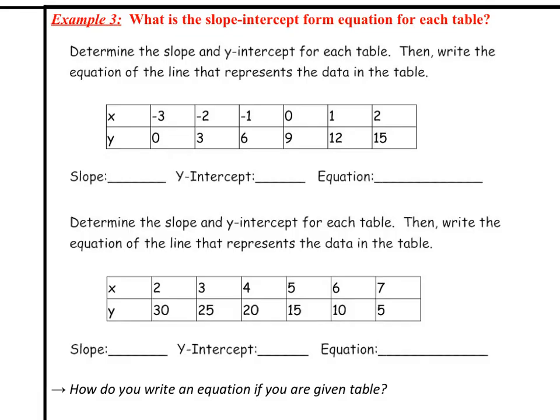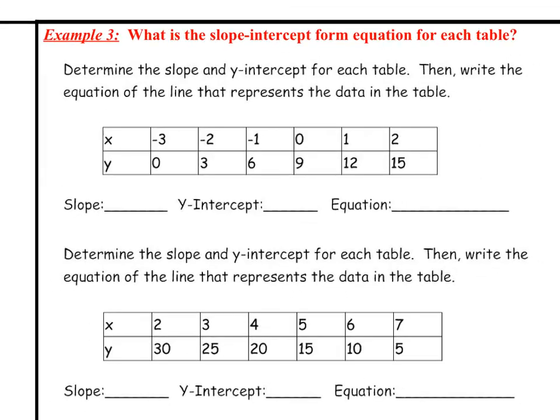Okay, we're going to do the first one together. Make sure you're ready. Determine the slope and the y-intercept for each table, then write the equation of the line that represents the data in the table. So let's figure out the slope. Doesn't matter where you choose to look. I'm going to go in the middle. Say from here to here, from 6 to 9 is +3. From -1 to 0 is +1.